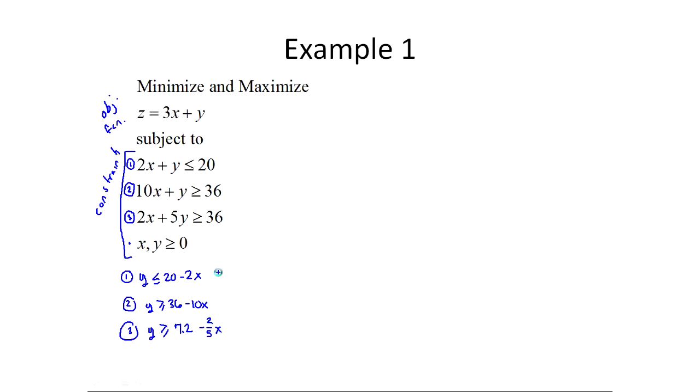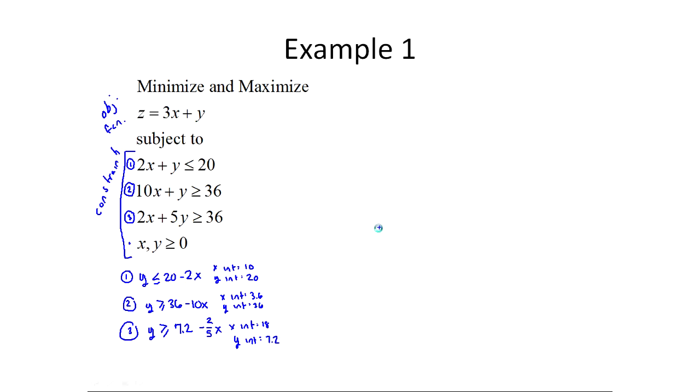Remember, for each of these, what I want to find is an x-intercept and a y-intercept. For 1, my x-intercept is going to be 10, and my y-intercept is going to be 20. For 2, I'm going to leave this in decimal form: my x-intercept is 3.6, and my y-intercept is 36. I've got to be careful when I'm reading this. And for 3, my x-intercept is 18, and my y-intercept is 7.2. Those are all found the same way we did before.